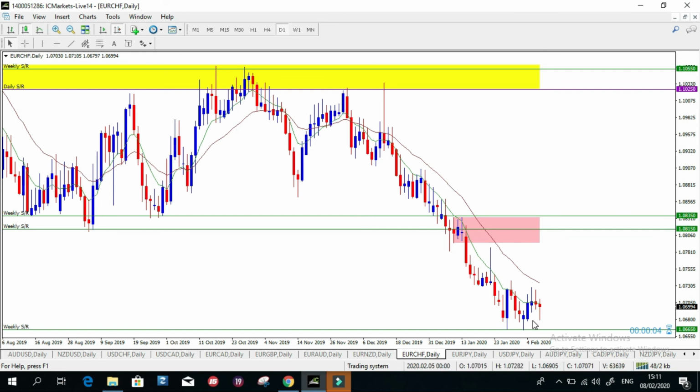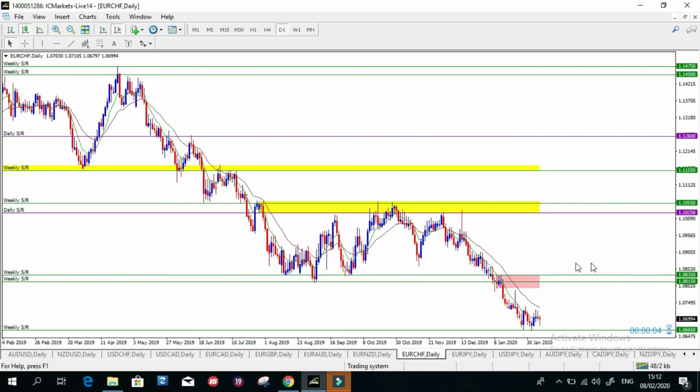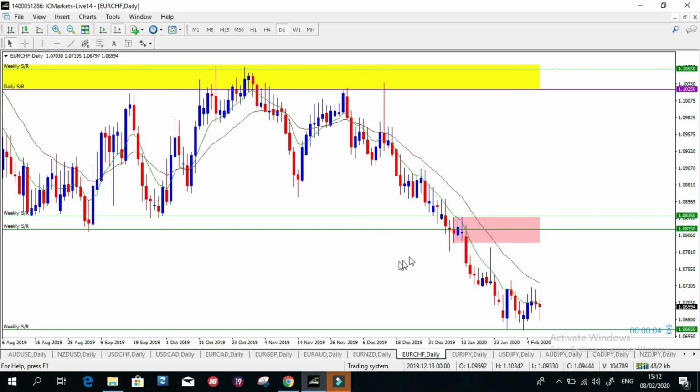Personally, I will be waiting for a pullback to weekly resistance 1.0815 and look for a sell signal to short this market. We can see that this level held as support with those lows over here. Then we got a strong breakout lower from this area. So this area should be a good place to attract sellers one more time and join the dominant trend.